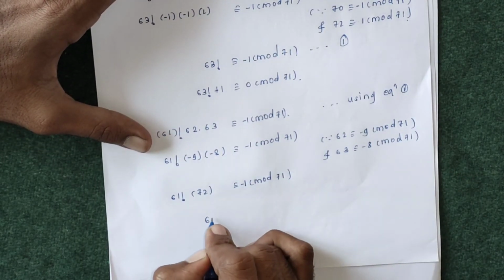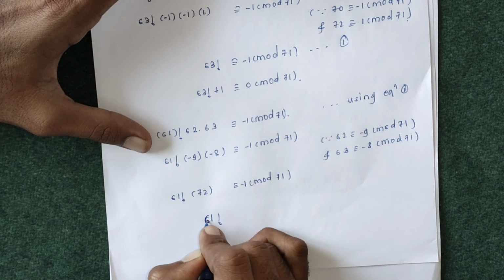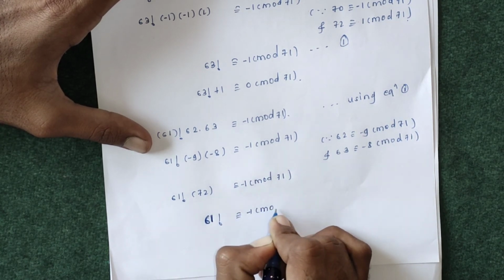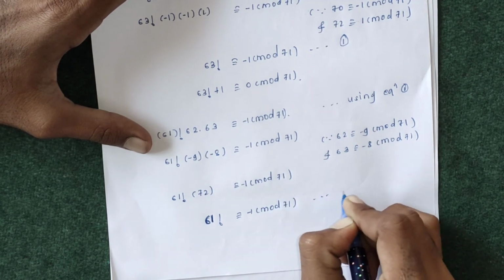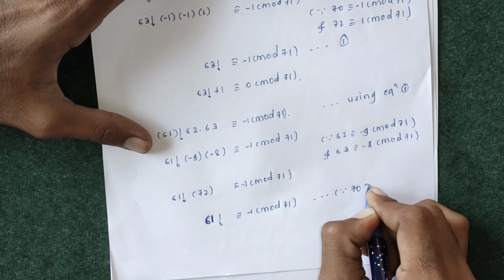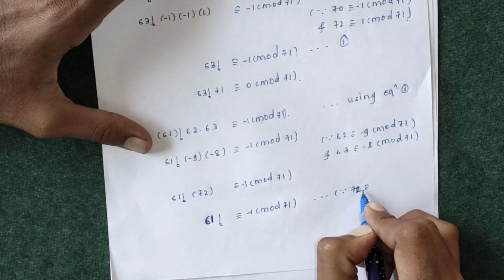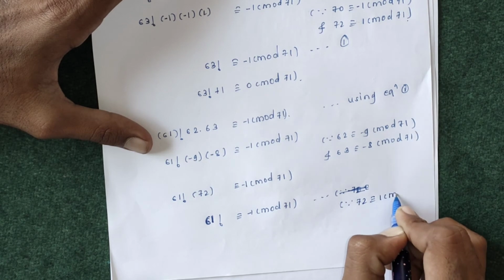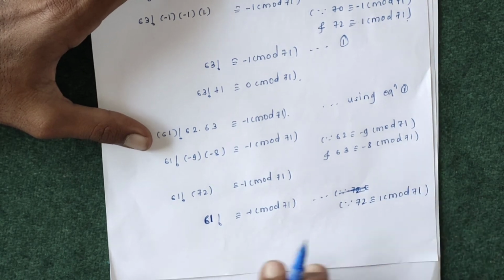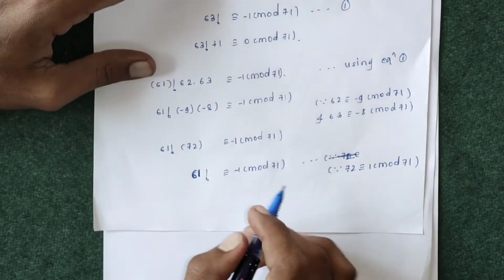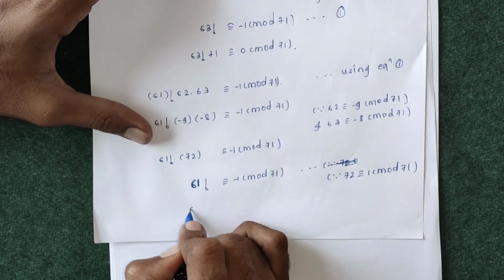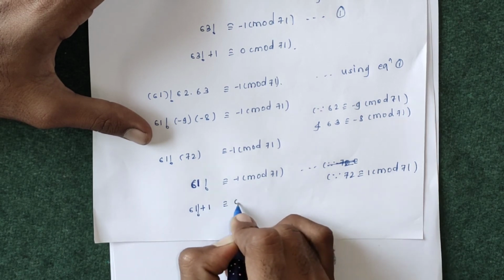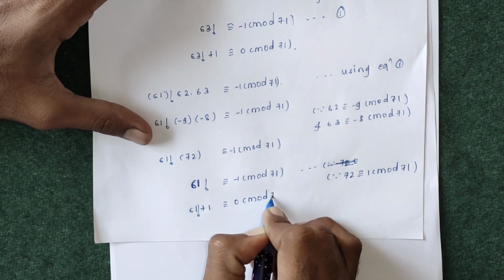So we can write 61 factorial is congruent to minus 1 modulo 71. The reason is since 72 is congruent to 1 modulo 71. So 61 factorial is congruent to minus 1 modulo 71, and adding 1 on both sides, we get 61 factorial plus 1 is congruent to 0 modulo 71.